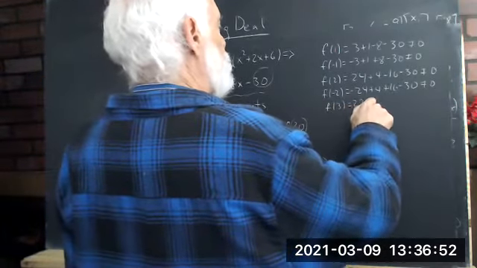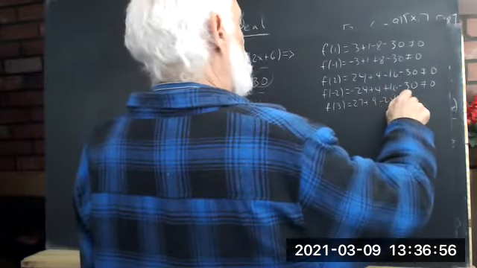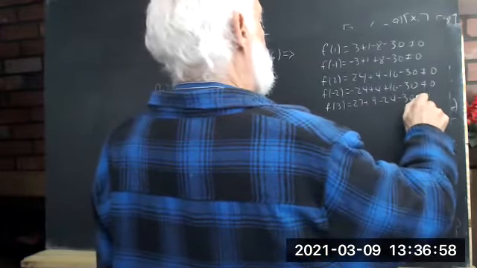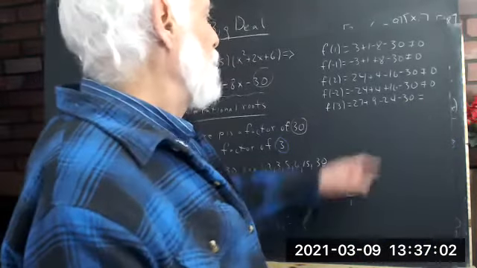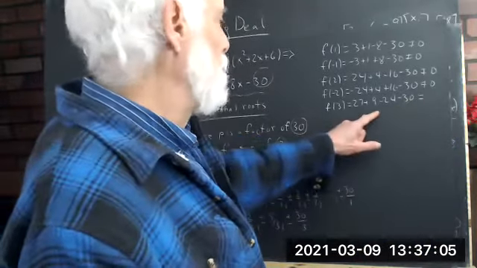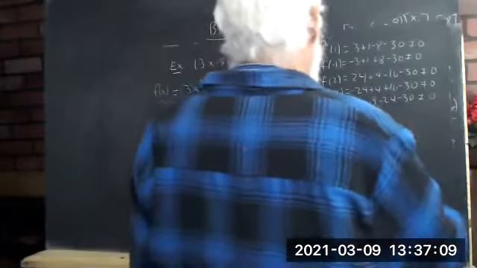F of 3 would be 27 plus 9 minus 24 minus 30. Okay. Well, that's -54, but that's only 36. The minuses are still too big.